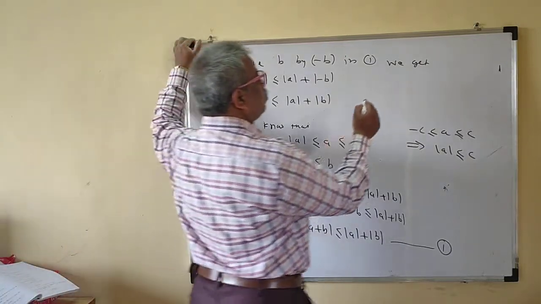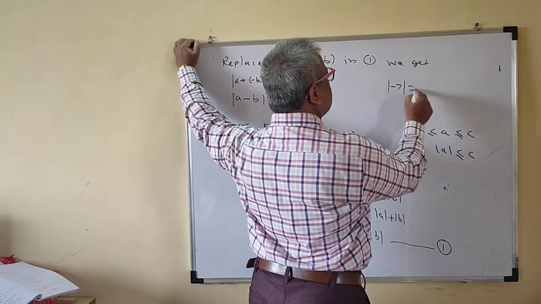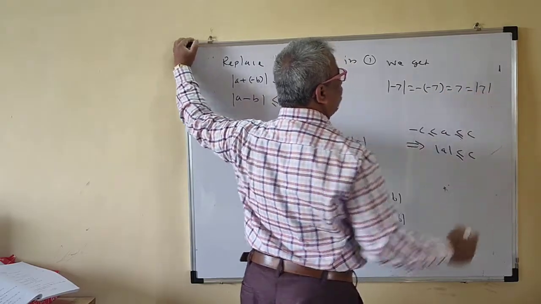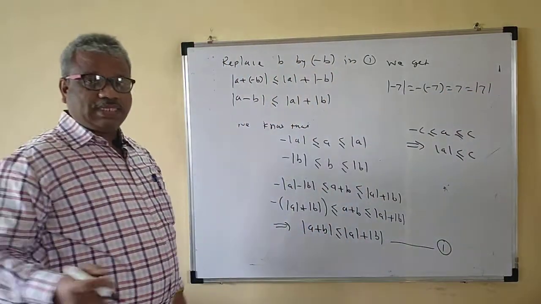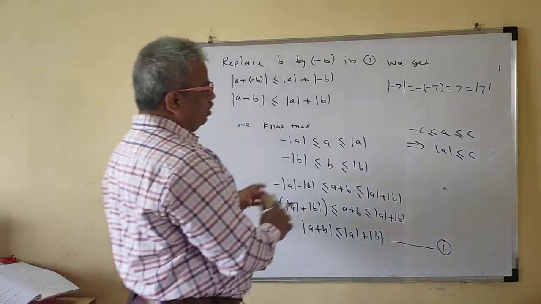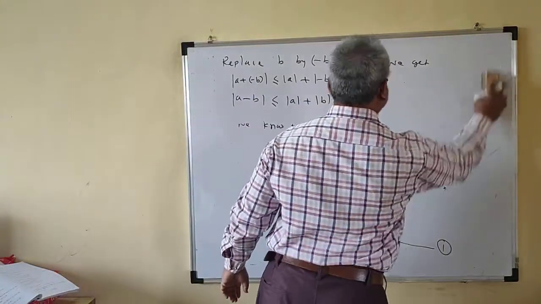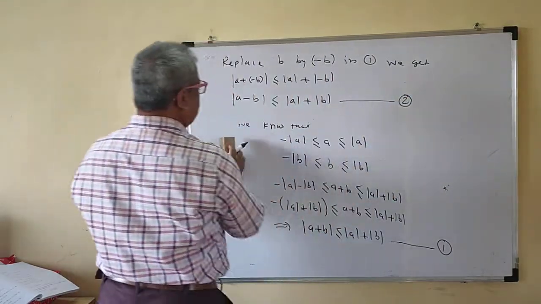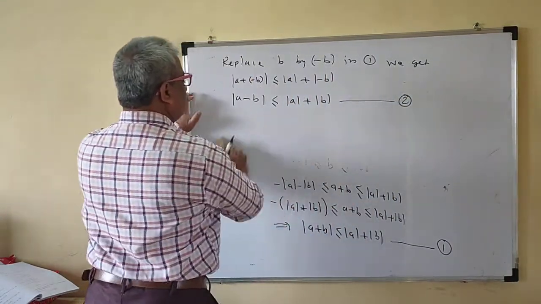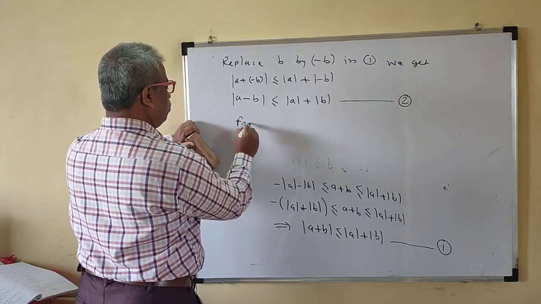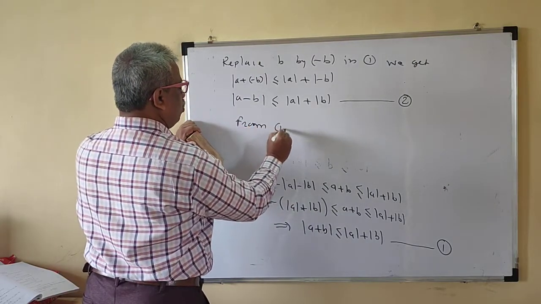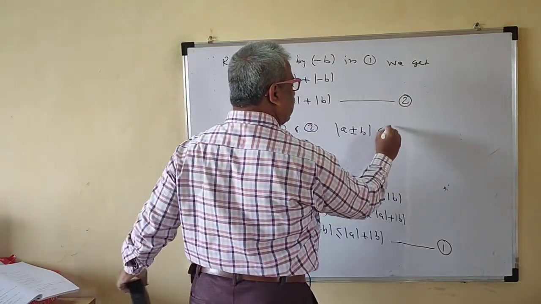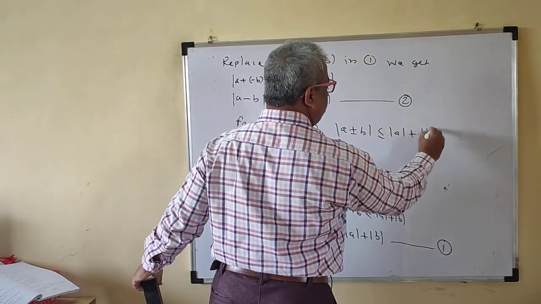is the same. So what is this? Suppose mod of minus 7. This is 7. What of minus 7? This is 7, and this is 7, what? Mod of 7, right? So mod of minus A is mod of A. Note that. So we'll call this as 2. So from 1 and 2, mod of A plus or minus B is less than or equal to mod A plus mod B.